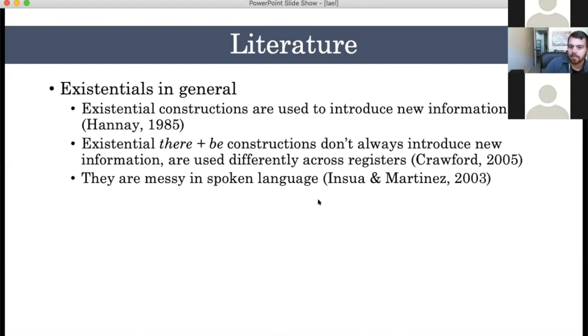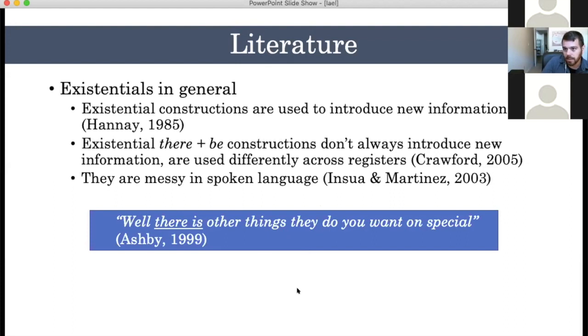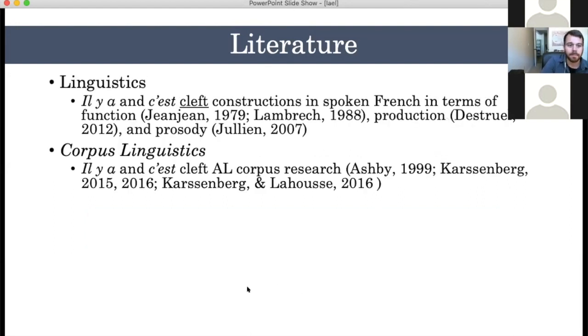So we get some naturally produced language like this: "Well, there is other things they do not. That they do, you want on special." That's hard for me to read, actually. "There is other things they do, you want on special, right?" Some might argue it should be "there are." However, this is a naturally produced example, potentially an error. But still, these constructions can be really complex and messy.